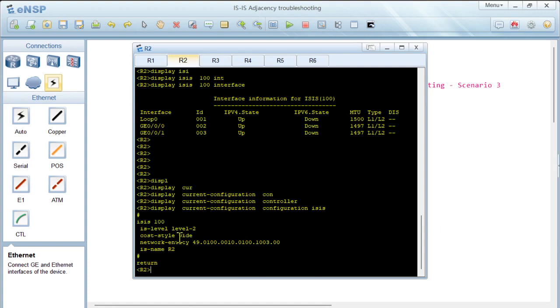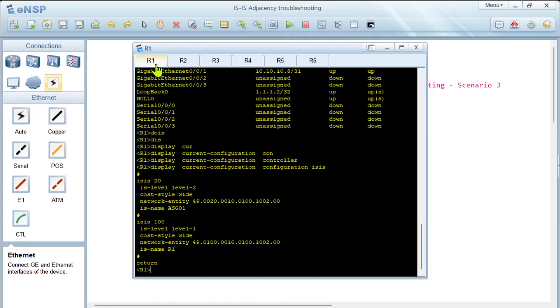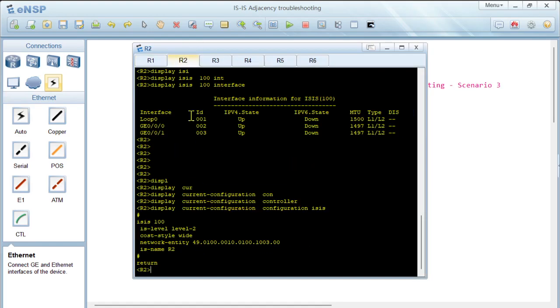Sometimes when you are checking this configuration, it may not be straightforward. For example, if you didn't pay attention, you may not realize that the IS level is misconfigured. We have ISIS level 1 configured on R1. We have ISIS level 2 configured on R2. So if you are not very keen, you may not realize that there is this one line of script that is wrongly configured. So you can use another command.